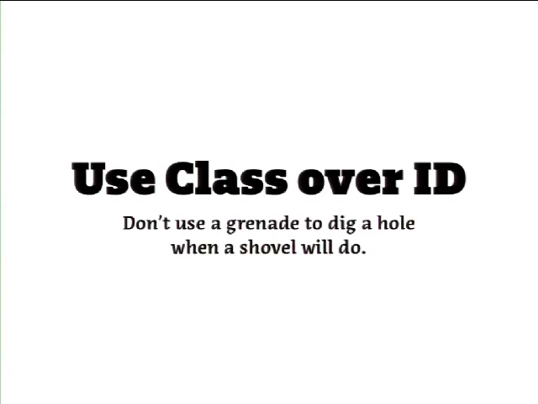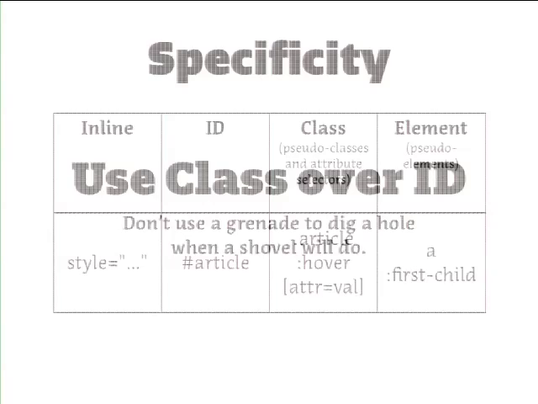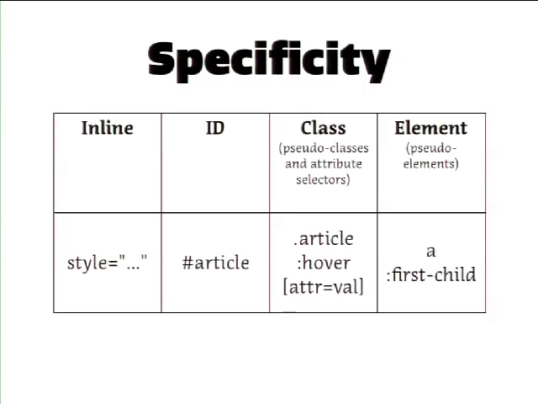Okay, so I'm going to touch on one topic before I get into naming convention too deeply, which is the idea of using classes over IDs. Now, if you remember way back to that Drupal slide, using the ID, like pound nav head, pound nav content, the reason why I try to avoid this is if we look at our specificity chart, when I create a CSS selector, what wins? At one end, I have element selectors. At the other end, I have inline. And in between, I have class and ID.